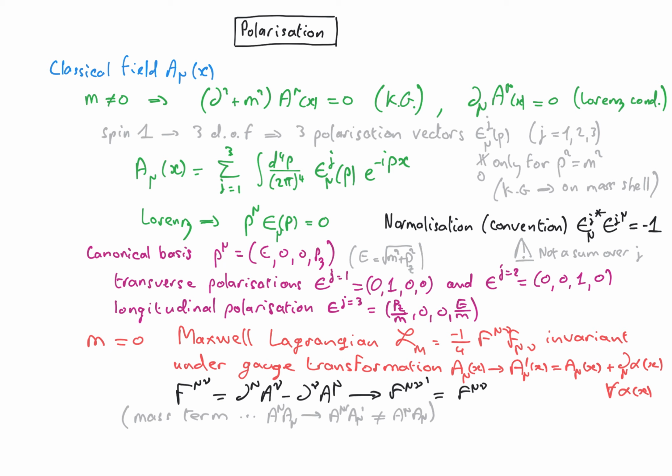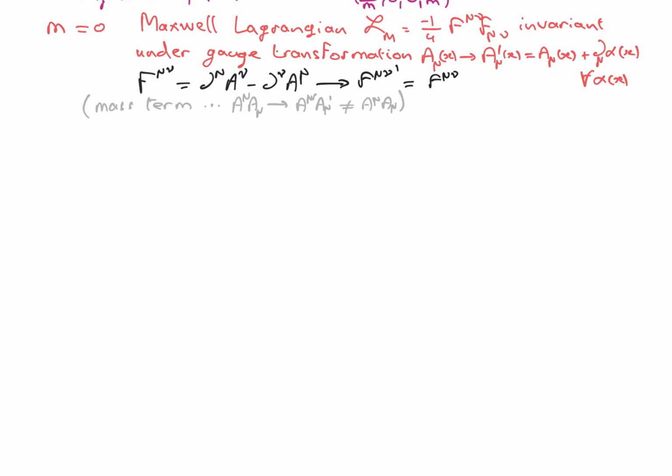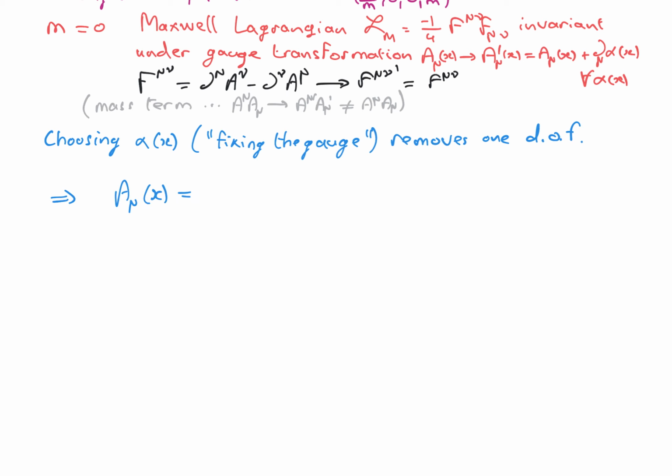So this gauge invariance allows us to remove another degree of freedom by choosing the function alpha, because that's an arbitrary choice, and that's called gauge fixing. So if we fix a gauge, we remove 1 degree of freedom, and therefore we end up with only 2 degrees of freedom for the massless case. That means we will end up with only 2 physical polarization vectors, 1 for j equal 1 and 1 for j equal 2. So we now want to determine what these physical polarization vectors are.